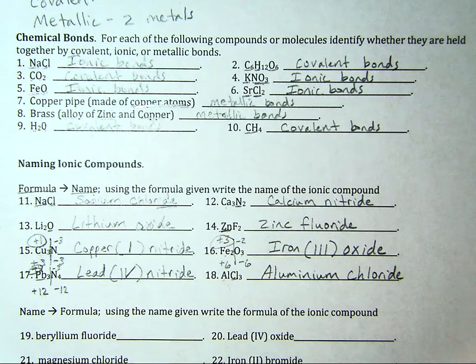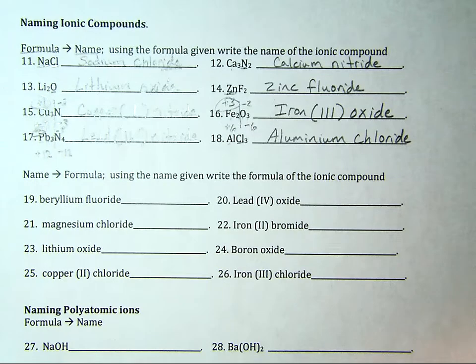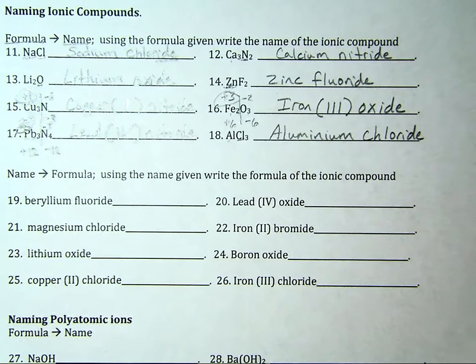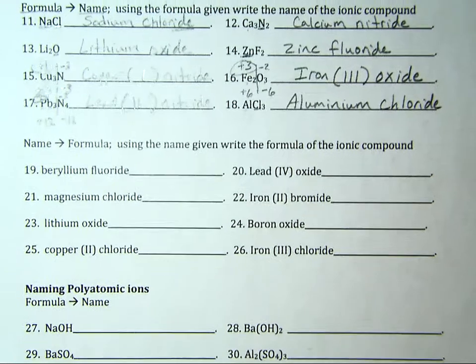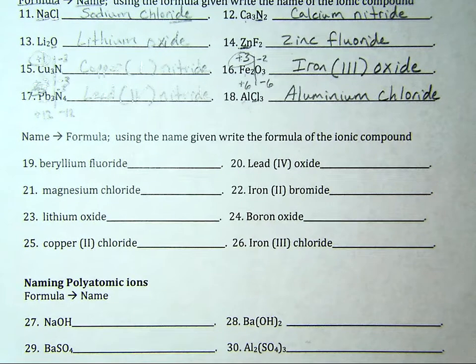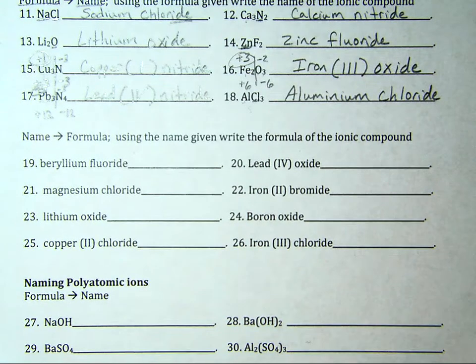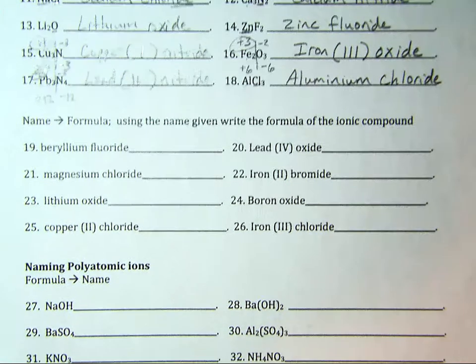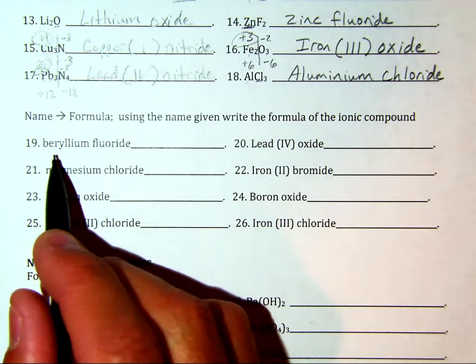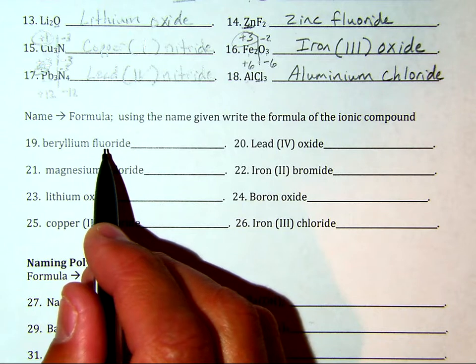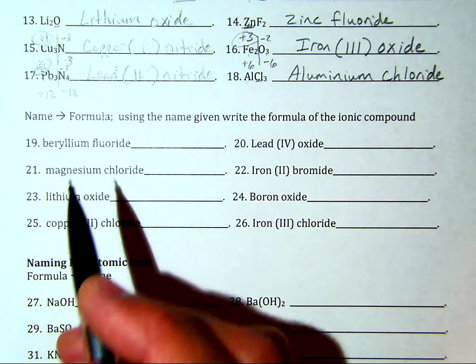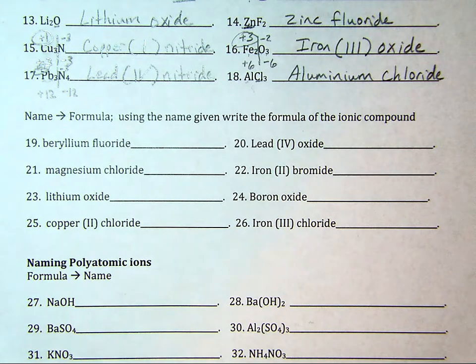Okay. Let's go down to the next section, which is on naming again. But this one, they give us the name and they want you to come up with the formula. So on number 19, it is beryllium fluoride. I hope that you have access to a periodic table. You're going to need one. So if you don't have yours out, please get it out. And you're going to have to tell me the charge of beryllium.